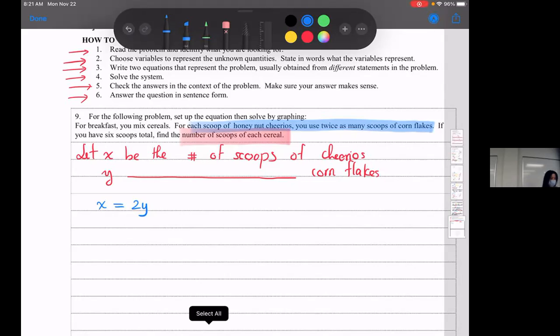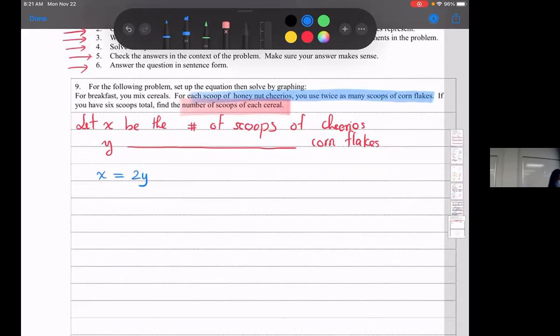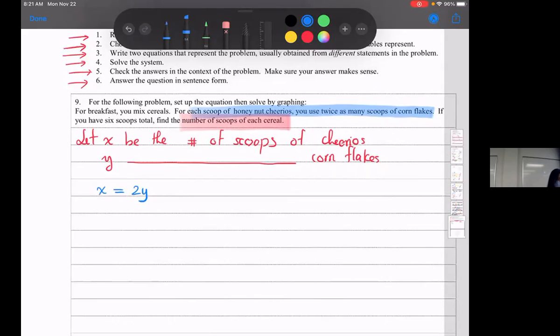The 6 scoops total, so that means what? Six scoops total, so that means X plus Y equals 6. Remember, X is Cheerio, Y is cornflake. Then you solve.